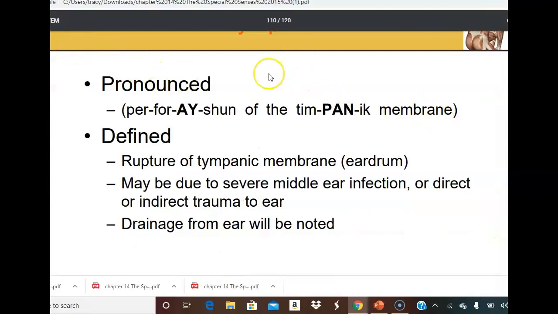Now, this is called a tympanic membrane perf or an eardrum perf. Perforation can happen anytime there's pressure increased behind the eardrum. It could be from infection, it could be from fluid, or it could be from trauma. If you have direct head trauma, it can also cause it to rupture.